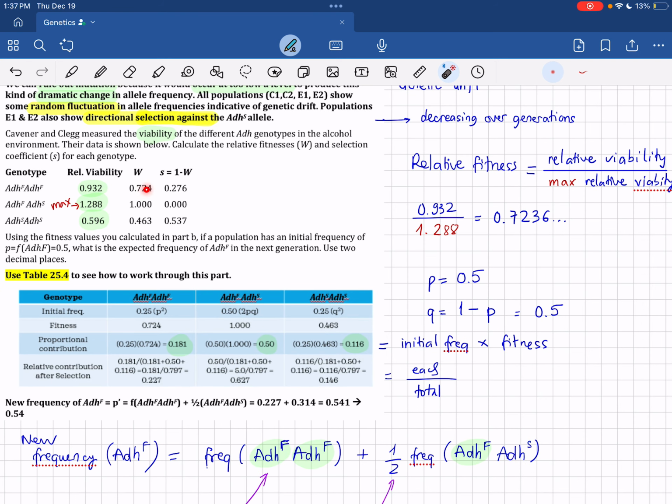Then you do the same, and you get these columns here. The selection coefficient is basically just 1 minus that fitness. So just 1 minus this value, then you get this value, and do the same thing.